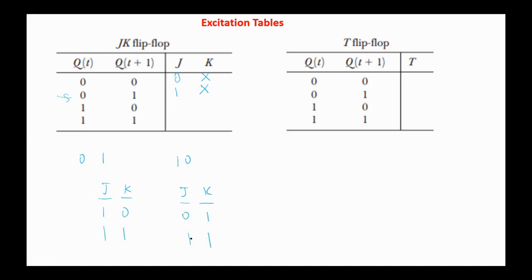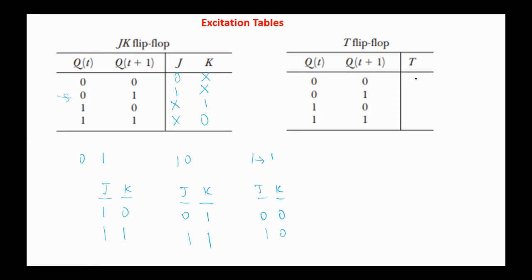So J is 1 and K is don't care. In the same manner, from 1 to 0, this is the reset state or store complement, which means X, 1. And from 1 to 1, this is the store state 0, 0 or the set state 1, 0, which means X, 0. So this is the excitation table for the JK flip-flop.